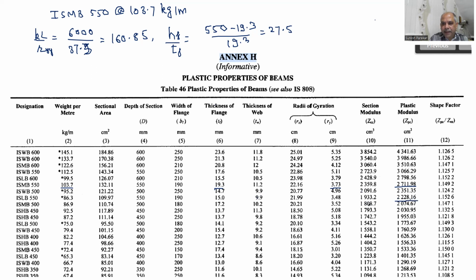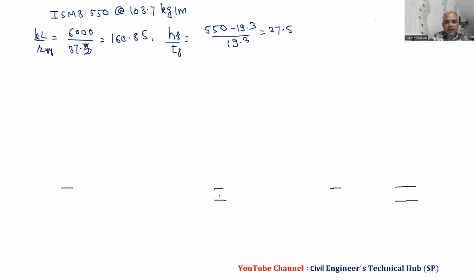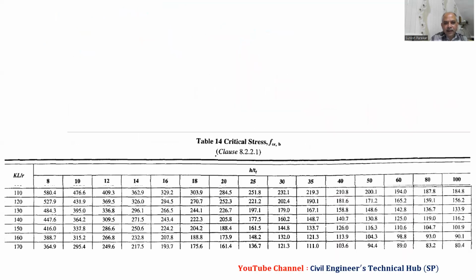But what happens if you see, you have this tf 15, and if you go hf upon tf, it becomes higher. And you can see, if you go on the higher side, then your value of fcrb goes on reducing and your fbd reduces. And therefore, I have not taken ISLB 550, I have taken ISMB 550. Now we will calculate values in detail, KL upon r.